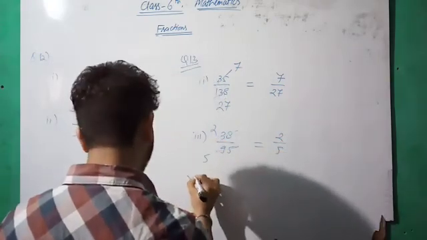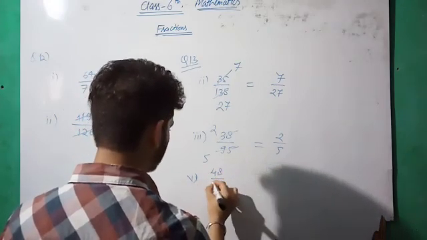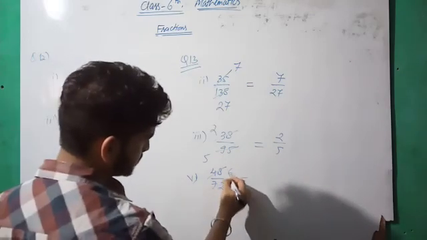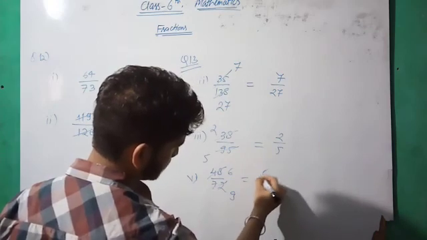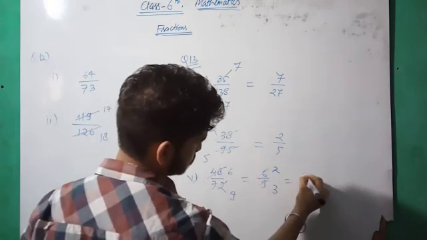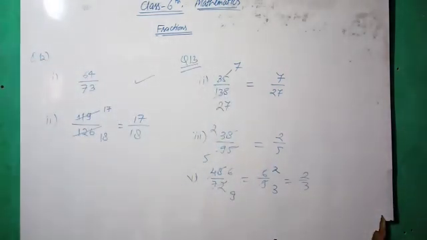Now the fifth one is 48 upon 72. Very simple question. Divide by 8. 8 sixes and 8 nines. So 6 by 9. 6 by 9 is further divided by 3, 3 twos and 3 threes. So 2 by 3 is the simplest one. Okay. So the exercise is completed now. The rest of the parts in every question are your homework.